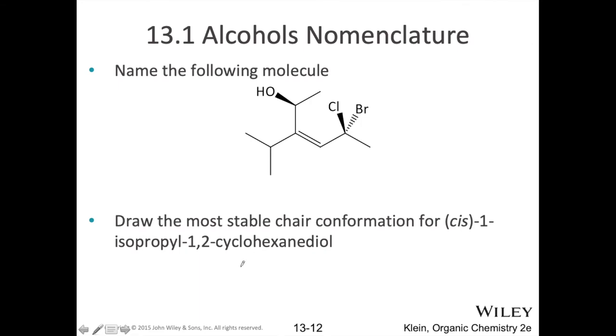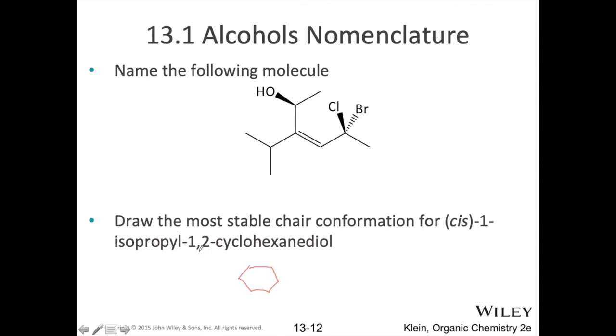That tells us that our parent chain is actually a cyclohexane. So I'm going to just start off with the generic hexagon here. We're eventually going to draw the chair conformation of this, but let's just start off with the hexagon just to see where everything is. Now, we're told that we have a diol, which means that there are two alcohol groups on this, and they are at the 1 and 2 position.